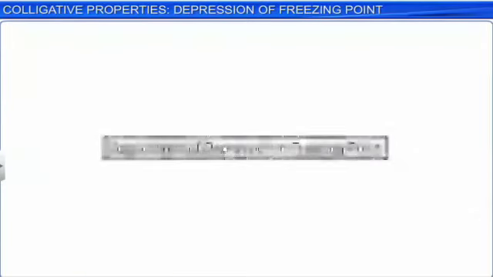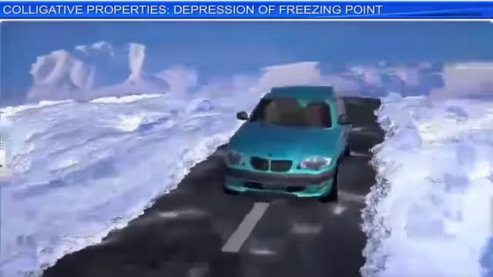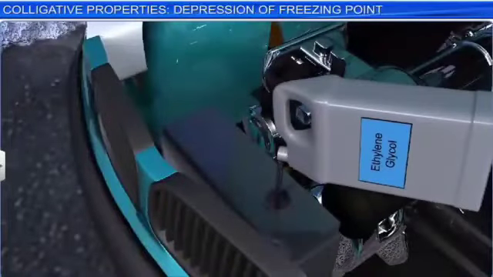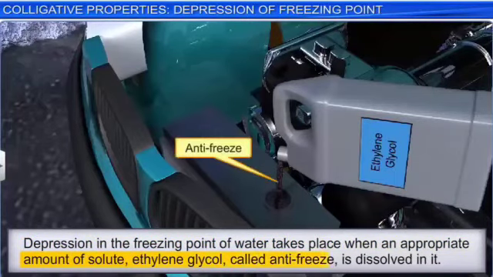Let us look at some important applications of depression in freezing point. Running a car in sub-zero temperatures, even when the radiator is full of water, is possible due to the fact that a depression in the freezing point of water takes place when an appropriate amount of solute ethylene glycol, called antifreeze, is dissolved in it.